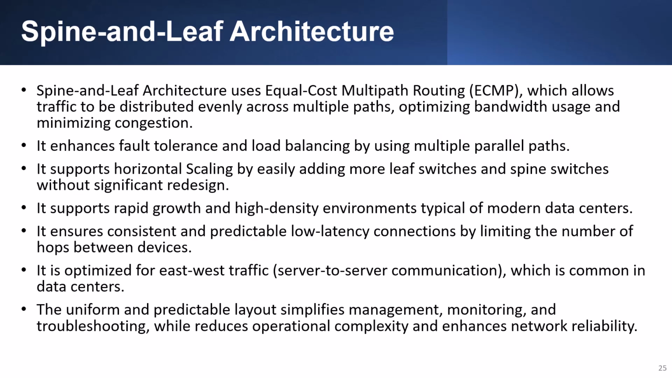Spine and leaf architecture uses equal cost multipath routing, or ECMP, which allows traffic to be distributed evenly across multiple paths, optimizing bandwidth usage and minimizing congestion. It enhances fault tolerance and load balancing by using multiple parallel paths. It supports horizontal scaling by easily adding more leaf switches and spine switches without significant redesign. It supports rapid growth in high-density environments typical of modern data centers.